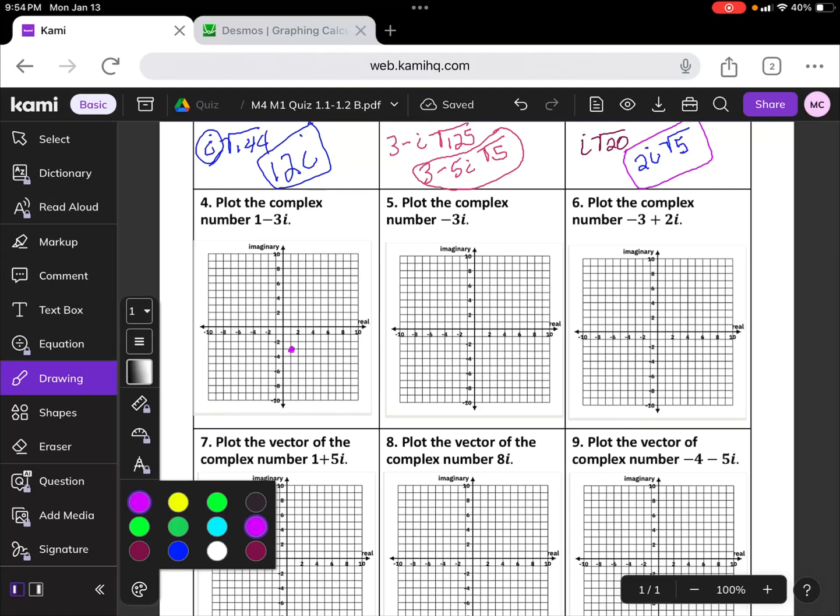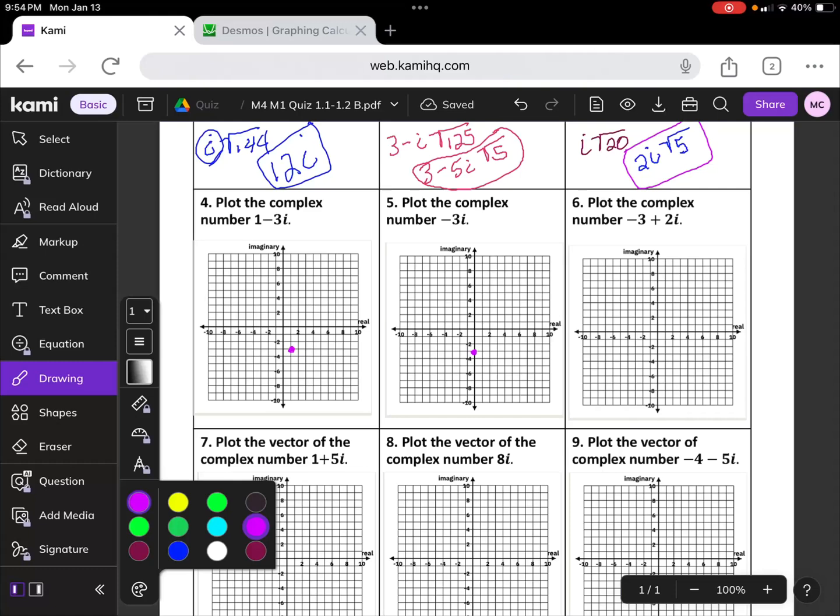Looking at number 5, you have a negative 3i. You don't have an a here, so that means a is 0. So that means you would start at the origin, and then this is a negative 3i, so we are going down, and it would be right on our imaginary axis, or our y-axis.